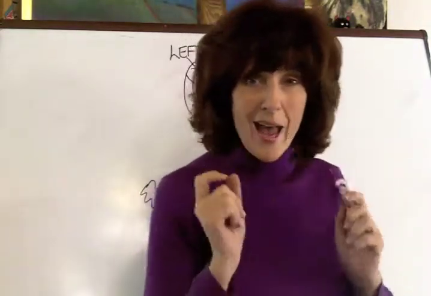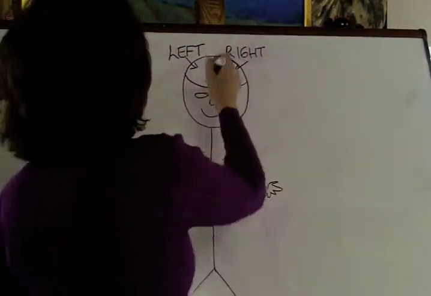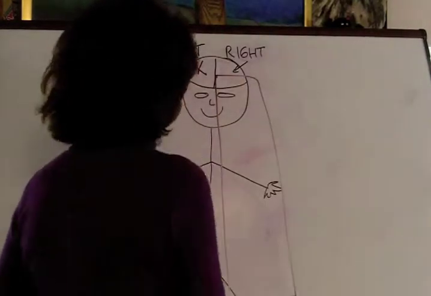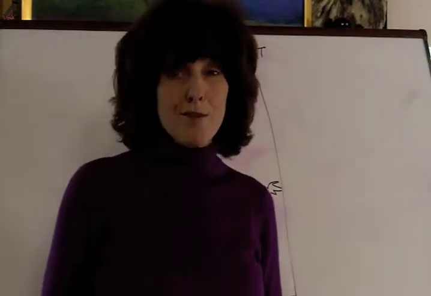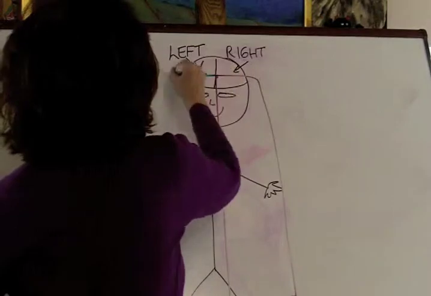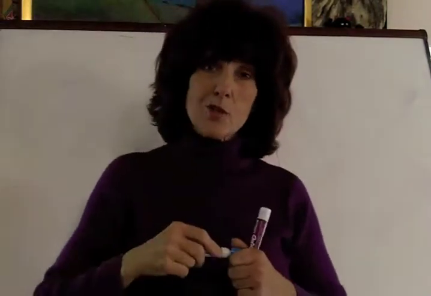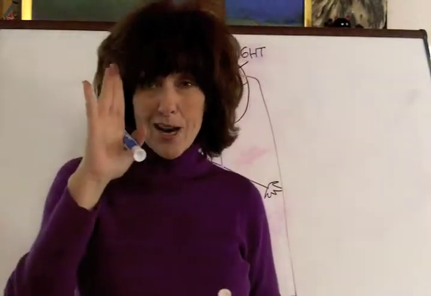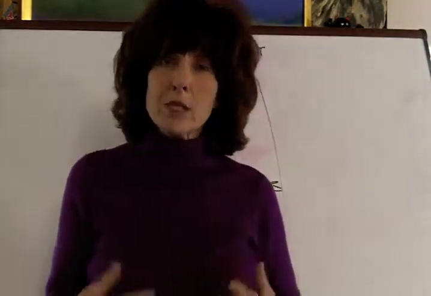So we have to remember that we have a left and a right brain, and the left brain controls the right side of our body, from our right eye to our right hand to our right foot. On the other hand, the right brain controls the left side of our body. So as we do this exercise, just remember that your fingers are always the opposite of the brain that's in control. All right?